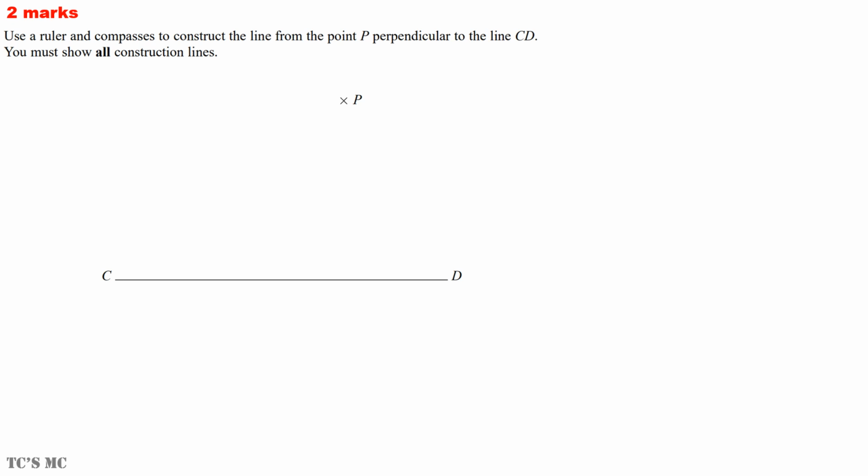Use a ruler and compasses to construct the line from the point P perpendicular to the line CD. You must show all construction lines. To start with, you need a pair of compasses. Put the point at point P. Make sure it's wide enough so you can draw an arc that's going to cross twice on the line CD.